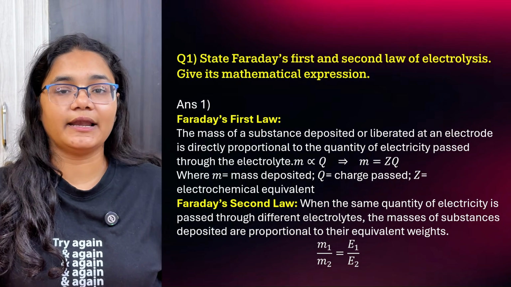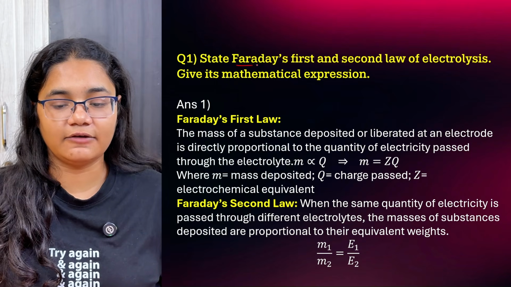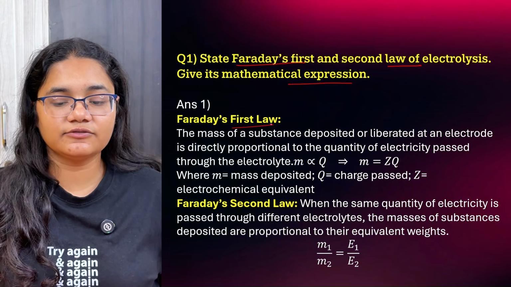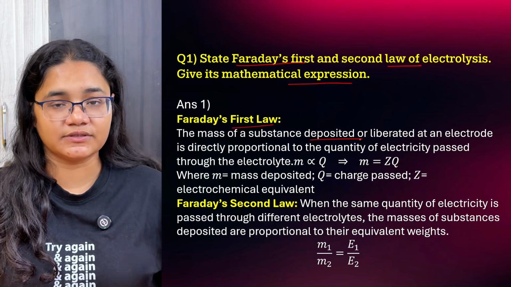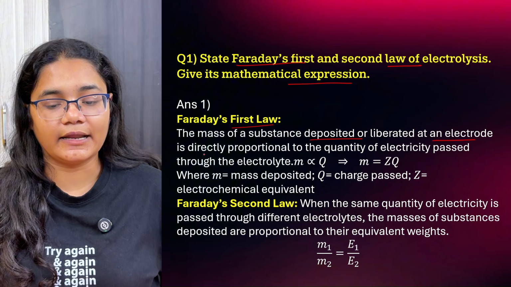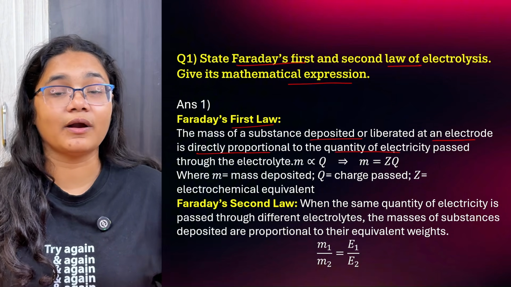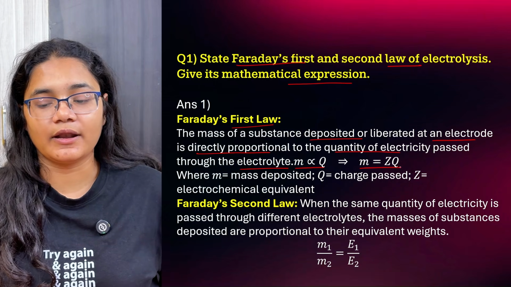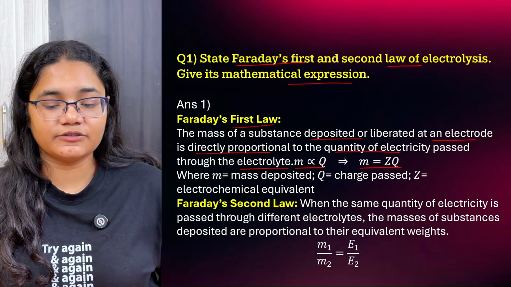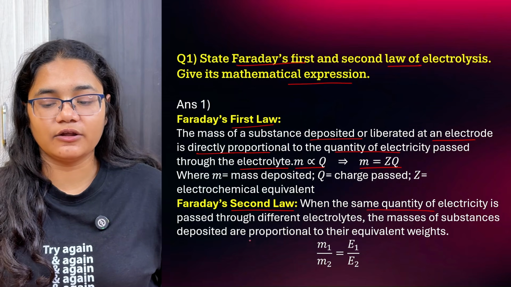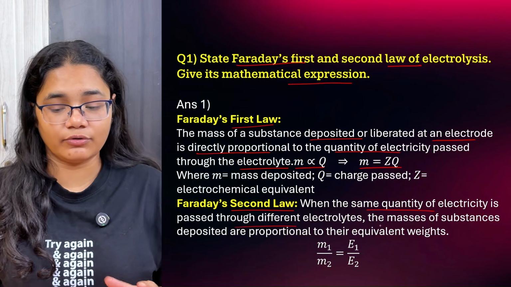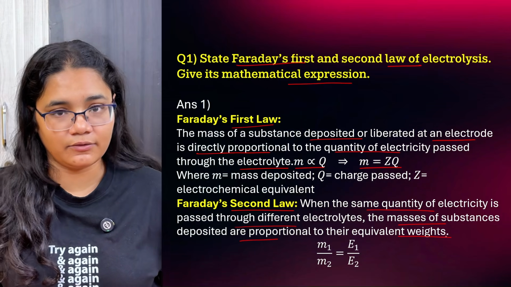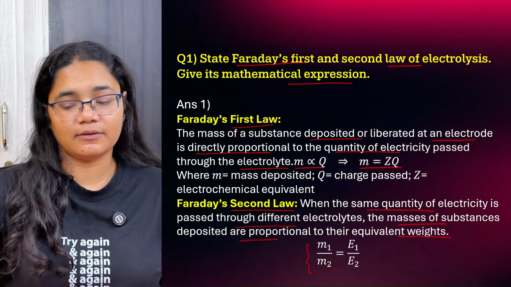Moving to the next chapter, electrochemistry. The first question is: state Faraday's first and second law and write its mathematical expression. So Faraday's first law states that the mass of the substance deposited or liberated at an electrode is directly proportional to the quantity of electricity passed through the electrolyte. M is proportional to Q, or M is equal to Z into Q. Next, Faraday's second law: when the same quantity of electricity is passed through different electrolytes, the masses of the substances deposited are proportional to their equivalent weights. M1 by M2 equal to E1 by E2.